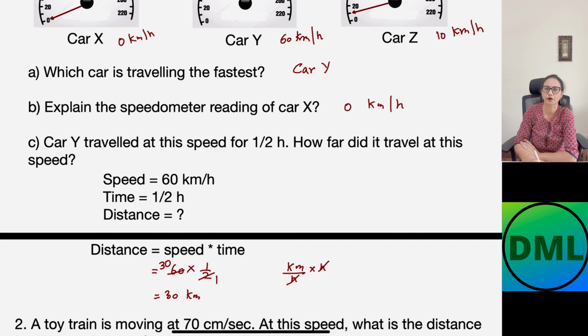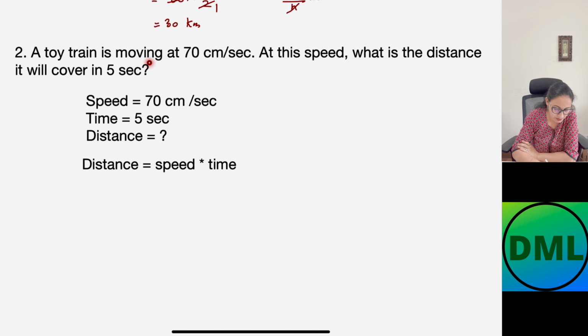Let's see the second question here. A toy train is moving at 70 centimeter per second. At this speed, what is the distance it will cover in 5 seconds? He has given us that it is moving. Moving means speed is given to us. As you can see from the unit also, centimeter per second, that will be the speed. Speed will be written as 70 centimeter per second. I need to calculate the distance, and it will cover it in 5 seconds.